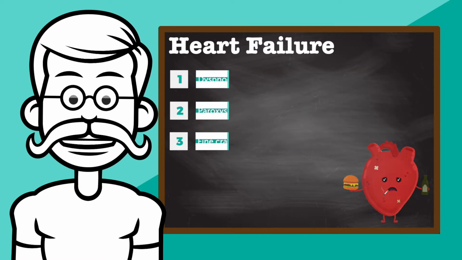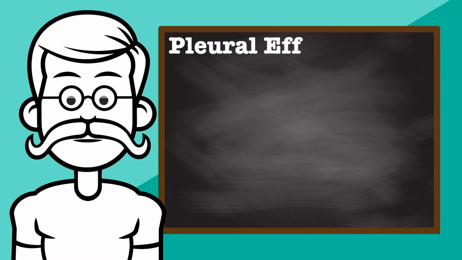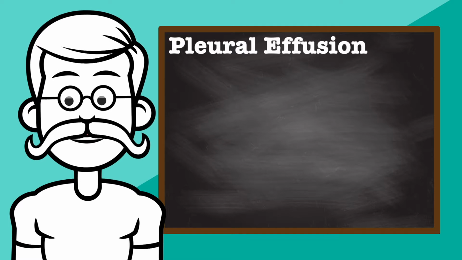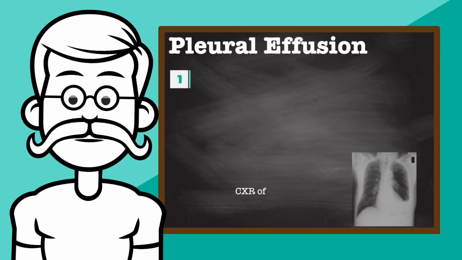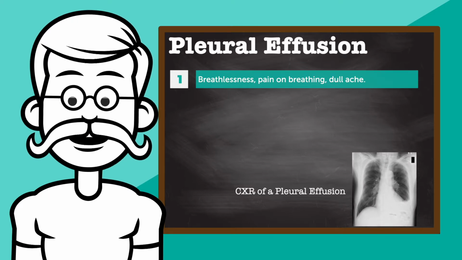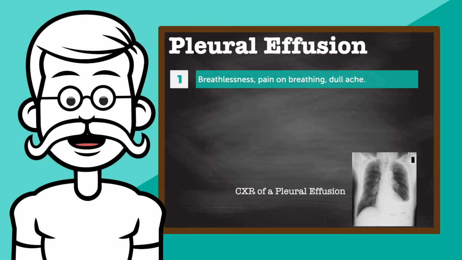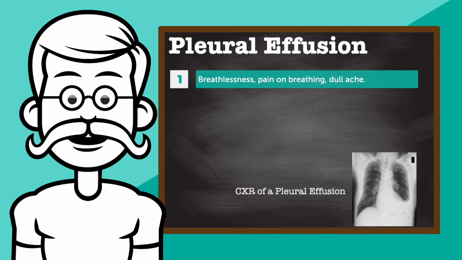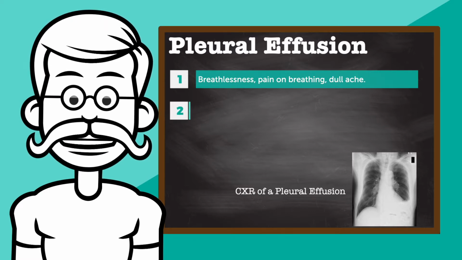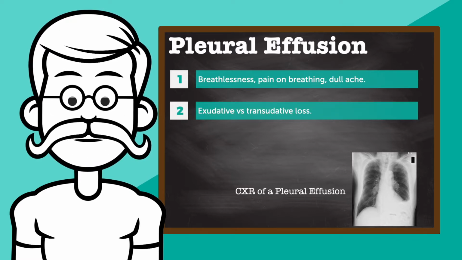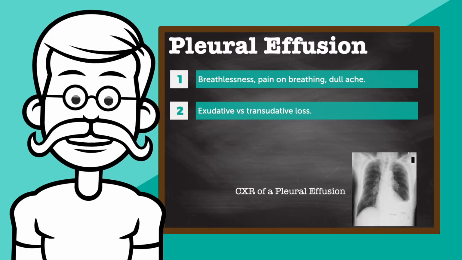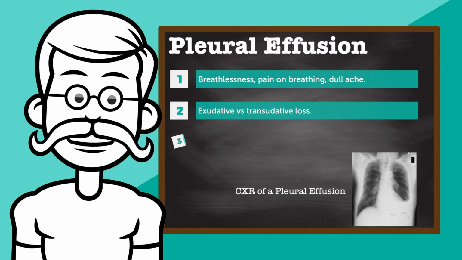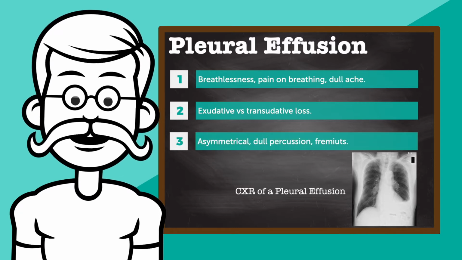Now, another little pesky cause of chronic breathlessness could be a pleural effusion. Patients often present with breathlessness along with pleuritic chest pain and a rather dull ache. This effusion may be exudative or transudative fluid. There are several causes behind this which I may suggest you go and have a quick look at after this. When you look at their chest, it might be asymmetrical, you might hear some dull percussion and even have some reduced fremitus.